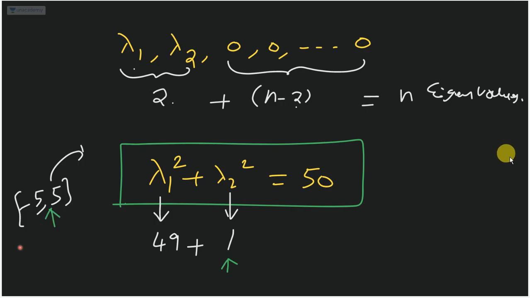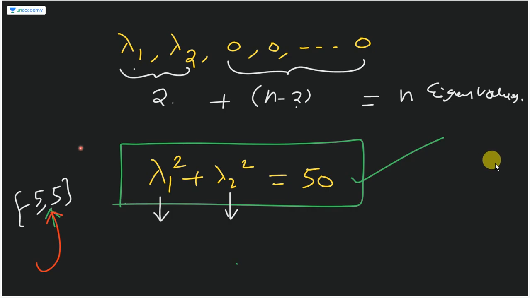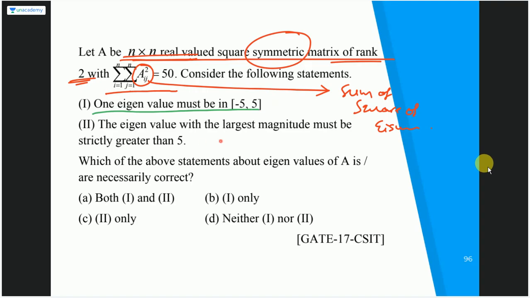So to satisfy this equation, compulsorily one of the eigenvalues must be in the interval -5, 5. So that statement is true. The first statement is correct, true.